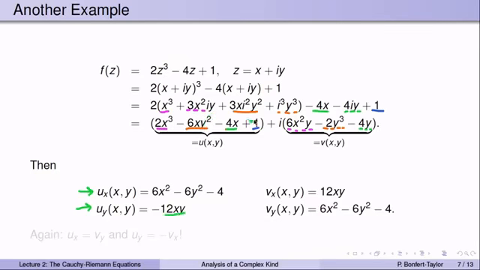Minus 4x doesn't depend on y, plus 1 doesn't depend on y. The derivatives of these terms are just 0. Similarly, I find the x derivative of v. The x derivative of v, with y constant now, is 12xy. 2y cubed and 4y are constants that don't depend on x. Their derivatives are 0.